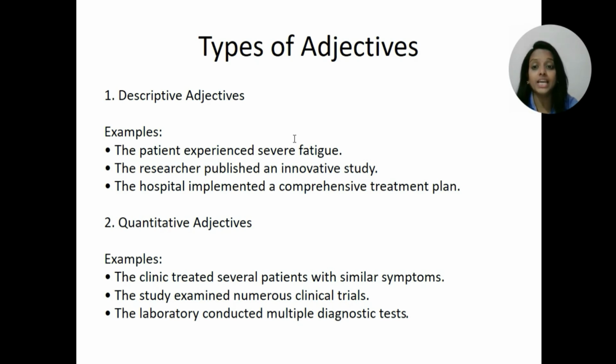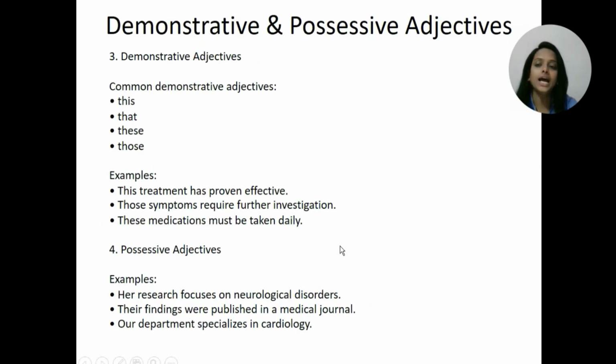Got it? So they answer the question, how many? That's why it is quantitative. And the demonstrative adjectives, possessive adjectives. So these indicate specific nouns when we say demonstrative. Common demonstrative adjectives are like this, that, these, those. So here are some of the examples.